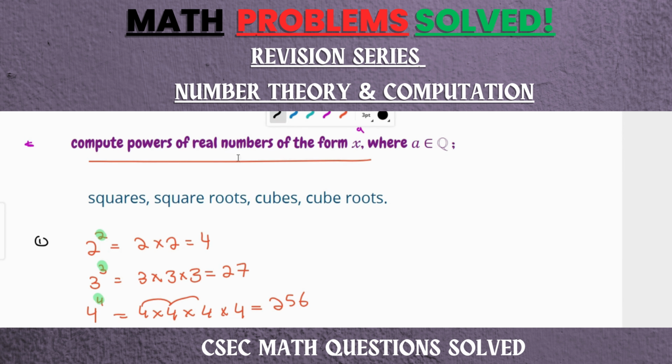And what does the square mean? Square means the exponent is 2. Like you can see 8 to the power of 2. It may also be called 8 squared. And it's 8 times 8. We know 8 times 8 is 64, right?